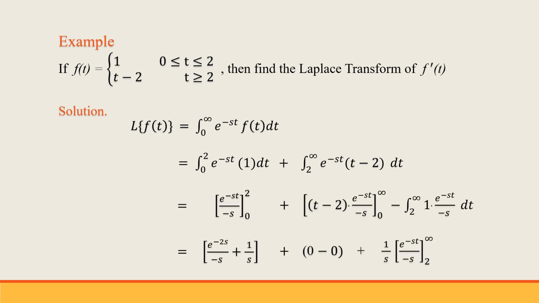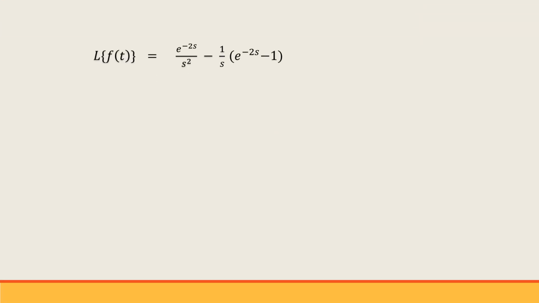We get the Laplace transform of ft as e raised to the power minus 2s by s square minus 1 by s into e raised to the power minus 2s minus 1. Just do it by your own. And what is f0? f0 is equal to 1 for t equal to 0, as ft is 1 from 0 to 2. So we have the Laplace transform of ft and f0.